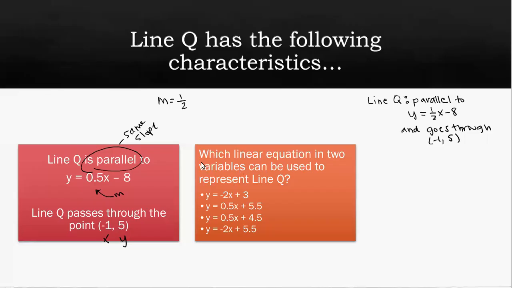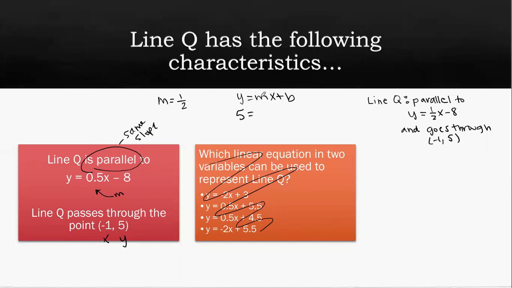So I'm going to cross out these answer choices again, but notice the answer choices are in slope intercept form. So we are going to use y equals mx plus b. We know the slope is 1/2, and we know that it goes through the point -1, 5. What we don't know is the y-intercept. So how can I find it? Plug in the points.